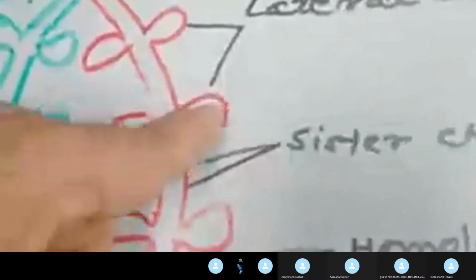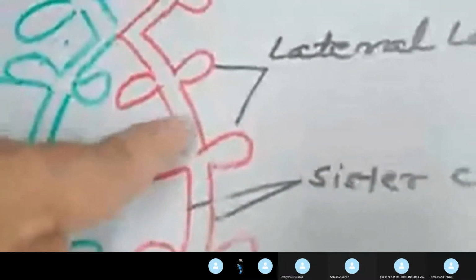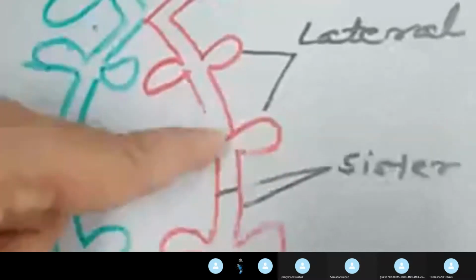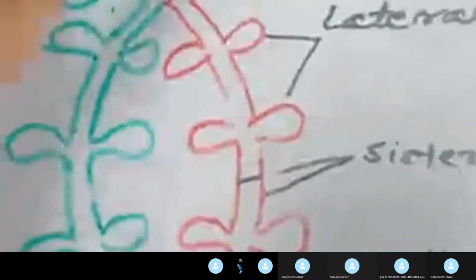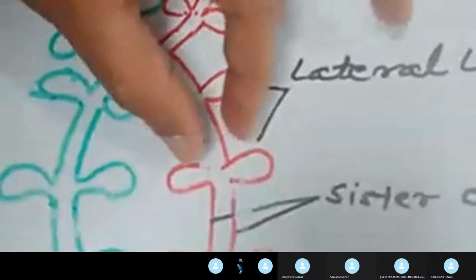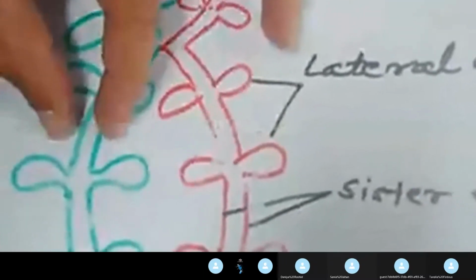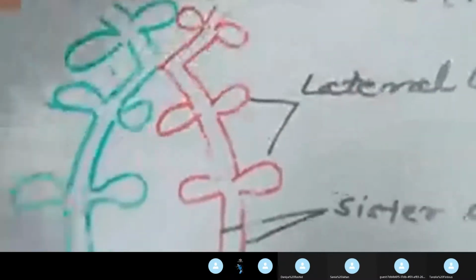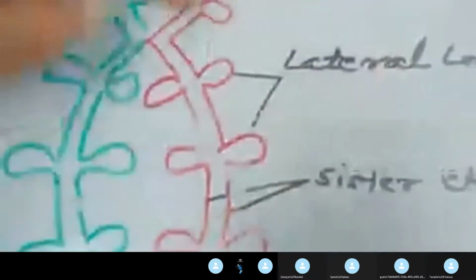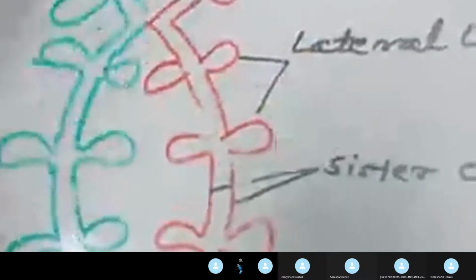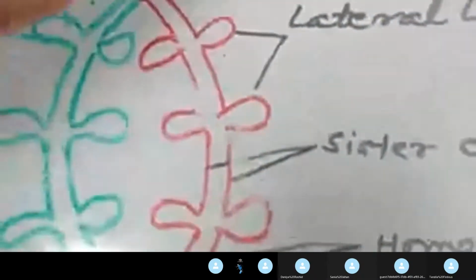in pairs. If one sister chromatid produces a loop at this point, the other sister chromatid will produce a loop in front of this loop. Therefore, loops are always formed in pairs, and these two sister chromatids act as one axis, and these two act as another axis. So there are 4 axial filaments and 4 sister chromatids, and the presence of these lateral loops gives the lampbrush-like appearance to this chromosome.